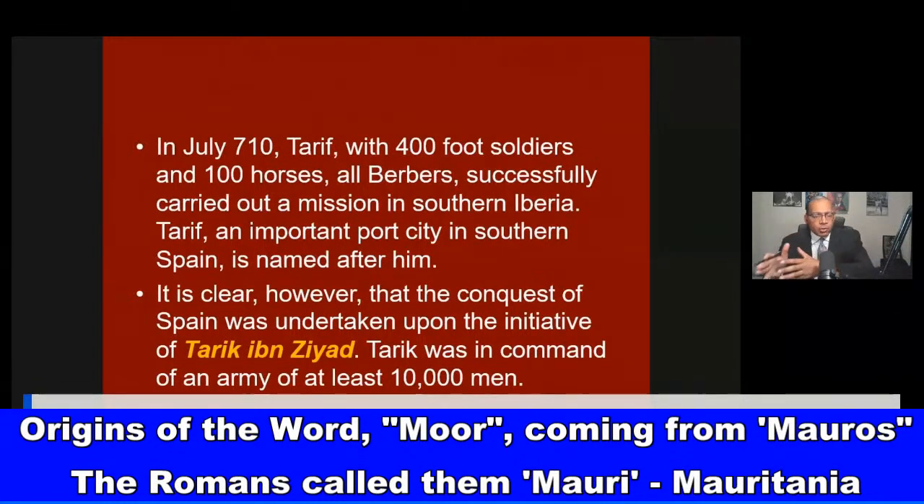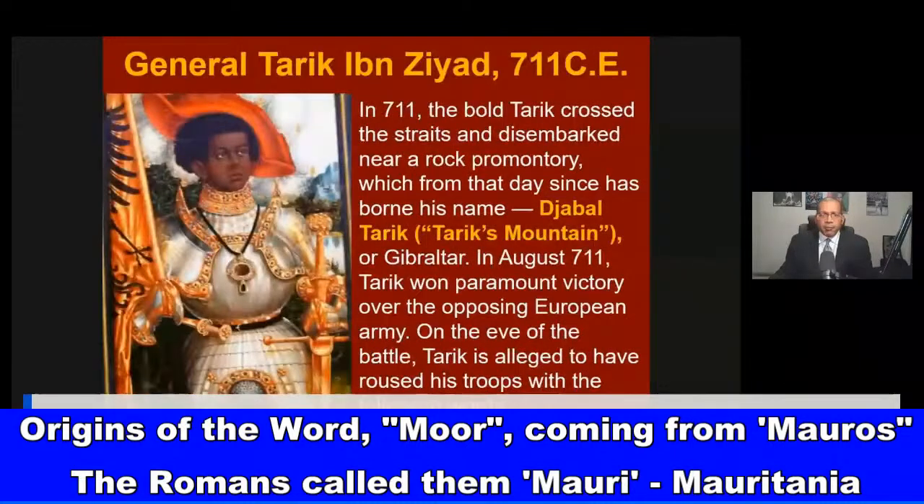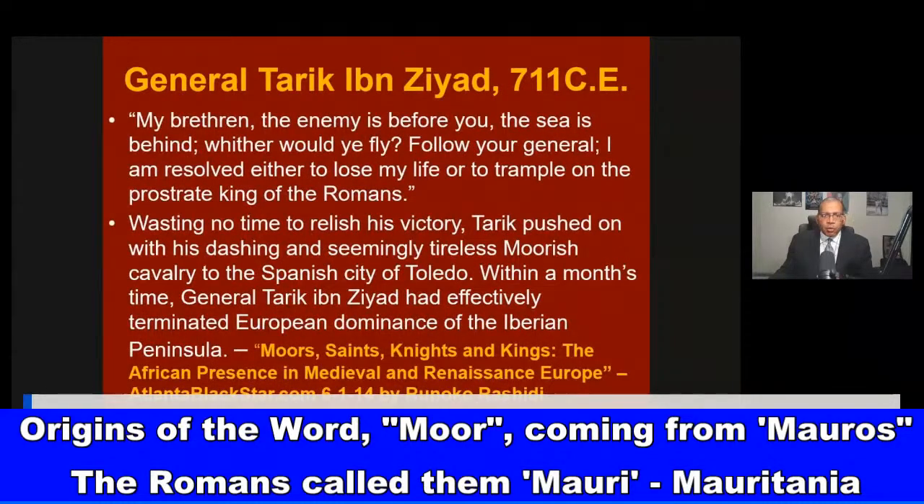Then Tariq goes in 711 AD. Tarif, an important city in southern Spain, is named after him. Then in 711 AD, Tariq ibn Ziyad goes in also, okay? And wasting no time to relish his victory, Tariq pushed on with his dashing and seemingly tireless Moorish cavalry to the Spanish city of Toledo. Within a month's time, General Tariq ibn Ziyad had effectively terminated European dominance of the Iberian Peninsula.